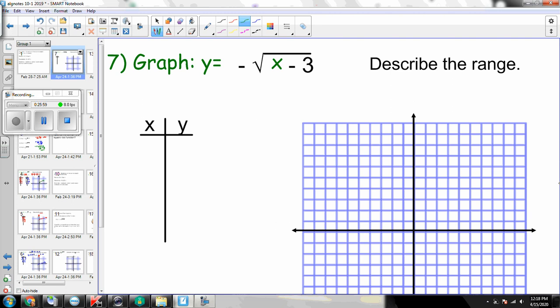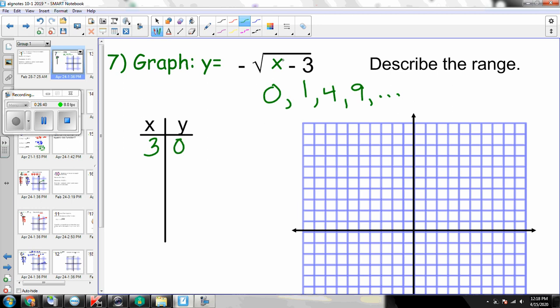Okay, number 7. We're going to graph y equals negative the square root of x minus 3. So once again, I'm going to try to do it where I can make what's under the radical 0, then 1, then 4, then 9, just because I want to have whole numbers. So what could I put in for x so I get 0 here? What do I take 3 away from to get 0? That would be 3. x would be 3. 3 take away 3 is 0. The square root of 0 is 0. When I multiply by a negative, I'll still get 0.